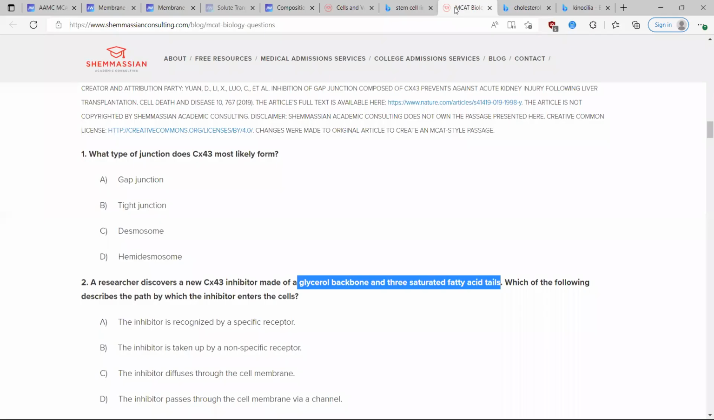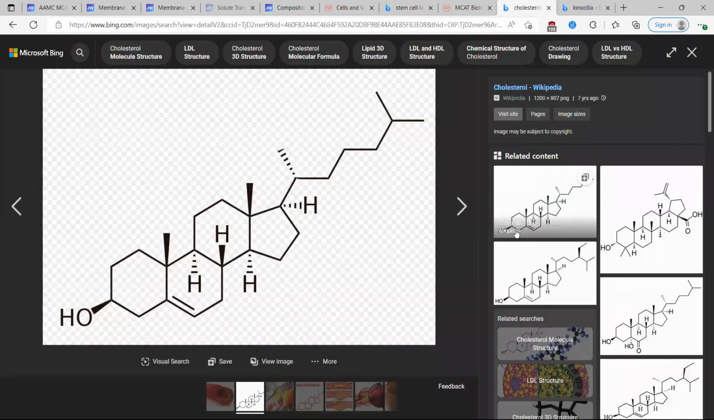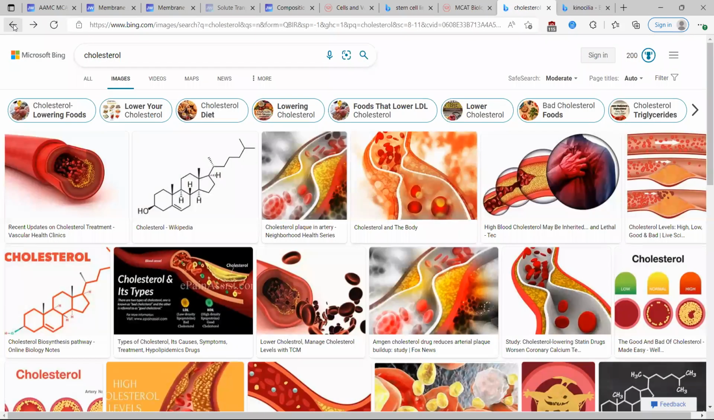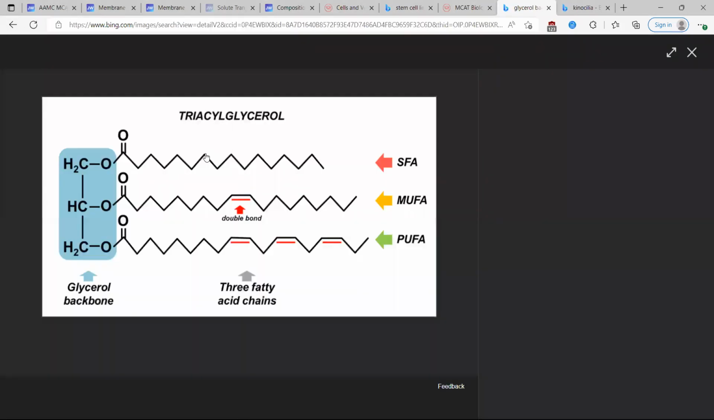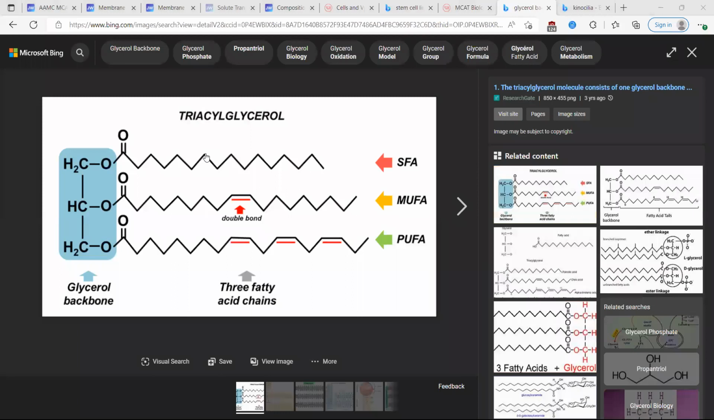So yes, what was I talking about? So yes, glycerol backbone and 3 saturated fatty acid tails, right? So again, let's think about structure and function. We have a glycerol backbone and 3 saturated fatty acid tails. Is this thing polar or non-polar? Where are we looking at? Triglycerides. Here.